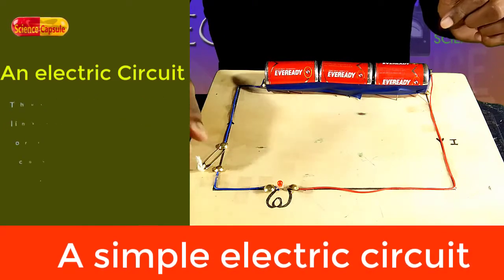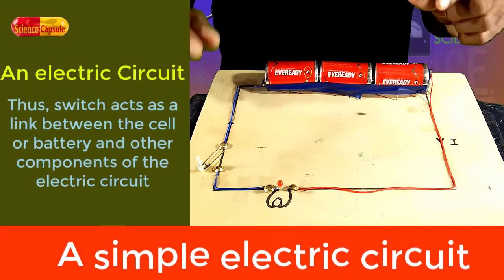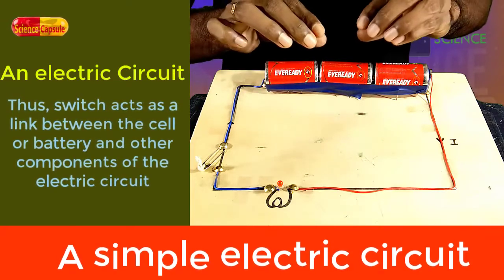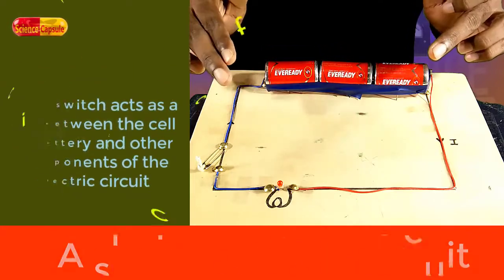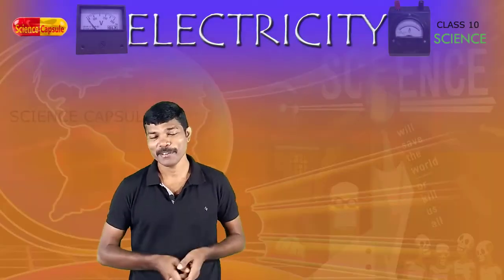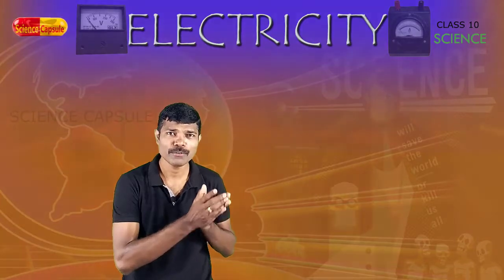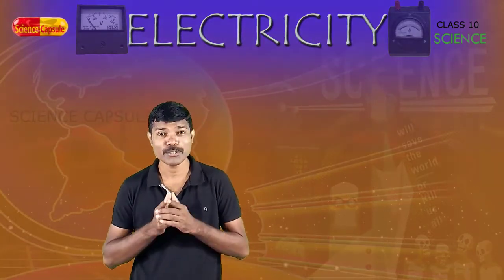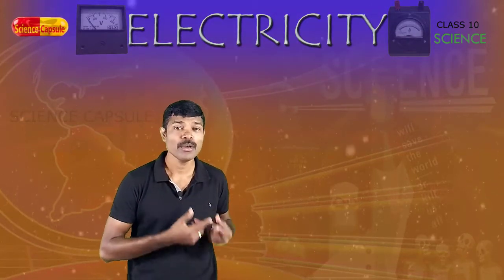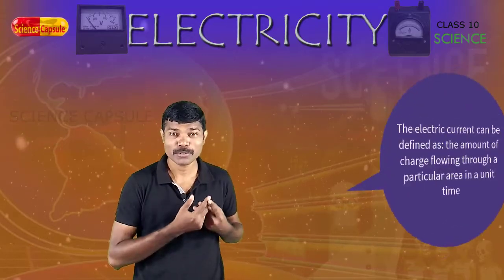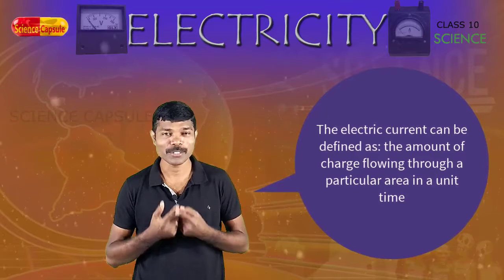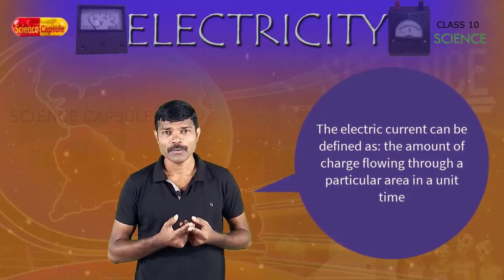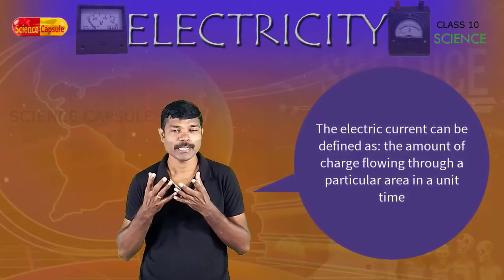So we can say that the switch in the circuit acts as a link or the bridge between the cell or the battery and other components that are attached in the circuit. So electric current can be defined as the amount of charge flowing through a particular area in a unit time. Here time is there, so it can also be defined in terms of time, that is the rate of flow of charge in a conductor is known as electric current. Here we are talking about electric charge, right?